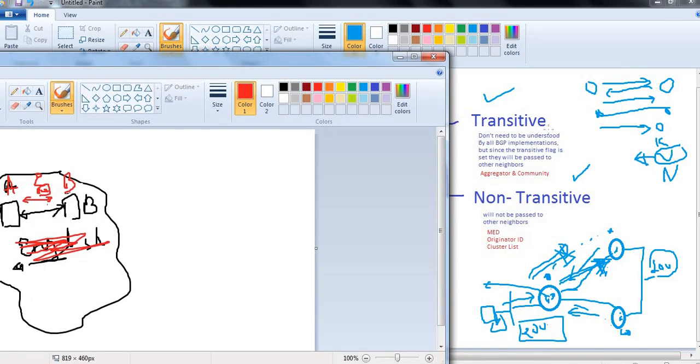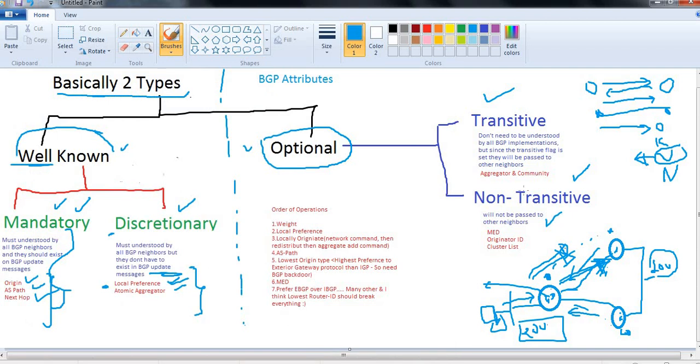Okay, so they don't have to understand this language. They don't need to be understood by all BGP implementations. But since the transitive flag is set, they will be passed to other neighbors. Whatever he writes here, he will pass to this guy. Similarly, non-transitive: they don't need to understand the language, and also whatever they send will not be passed to other neighbors. So this is your non-transitive attribute.